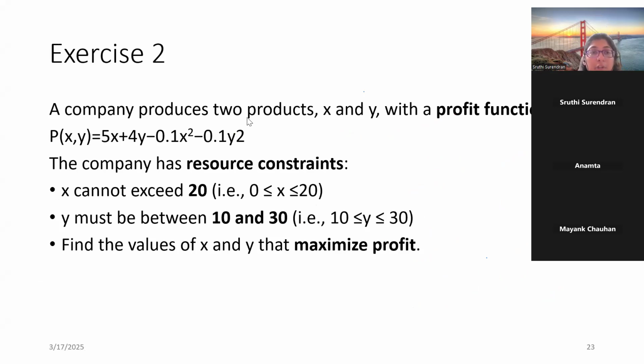Here a company is producing two products, X and Y, with a profit function P, which is a function of X and Y given by this equation. The company has resource constraints where X cannot exceed 20, Y must be between 10 and 30, and you have to find the values of X and Y. So either manually or using R, you need to give me the answer.